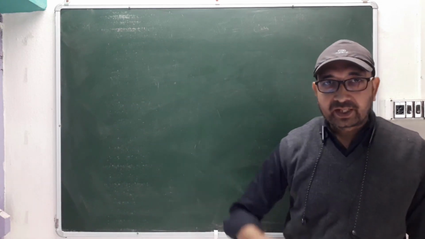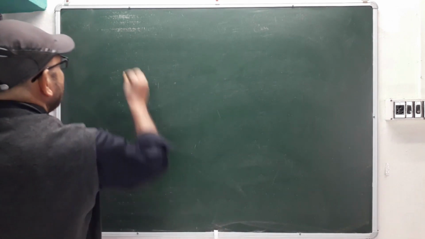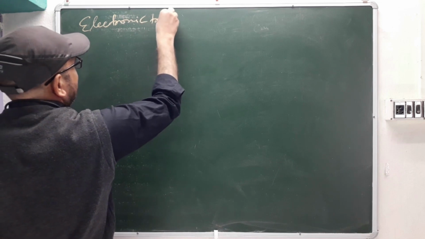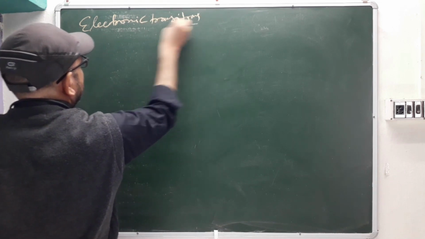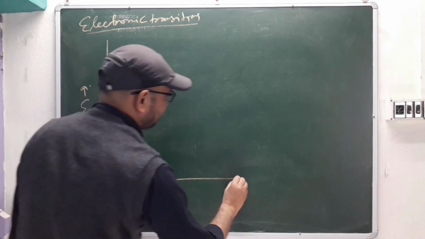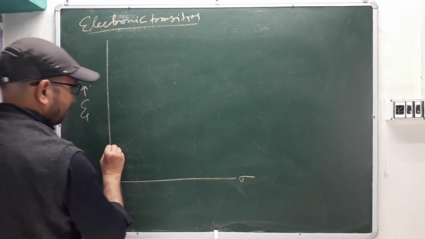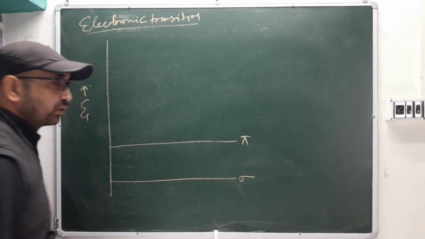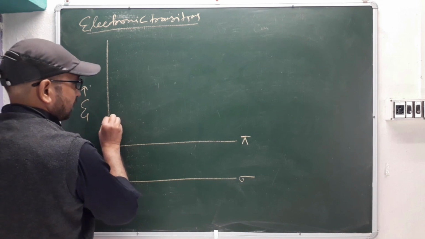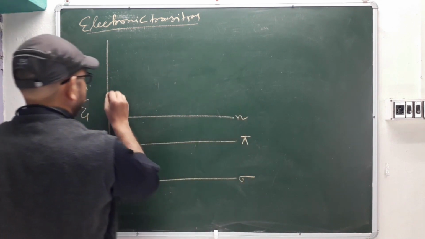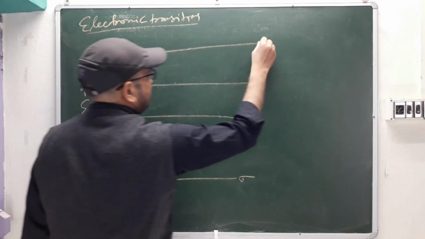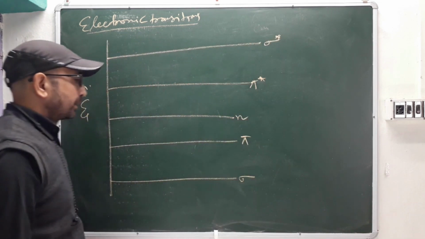One will be the electronic transitions. So how electronic transitions work, see. This is the energy axis. We have sigma, we have pi, the molecular orbital diagram, right? MO diagram, you know, right? This is non-bonding, this is pi star, this is sigma star, correct?